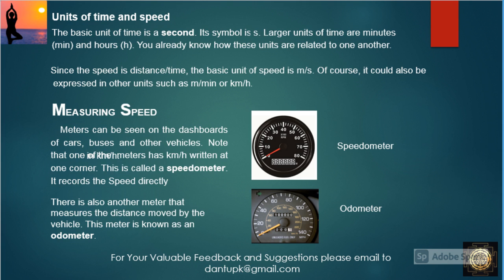Measuring speed. Having learned how to measure time and distance, you can calculate the speed of an object. Meters can be seen on the dashboards of cars, buses, and other vehicles. Note that one of the meters has kilometer per hour written at one corner. This is called a speedometer. It records the speed directly in kilometer per hour. There is another meter that measures the distance moved by the vehicle. This meter is called an odometer.